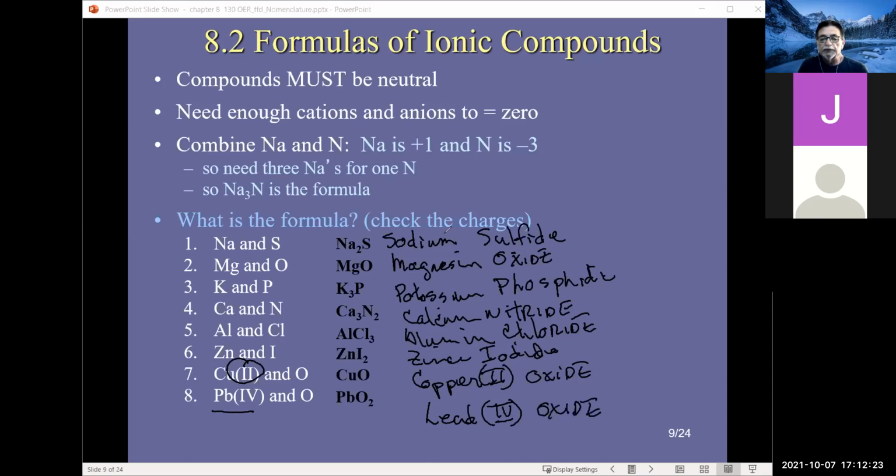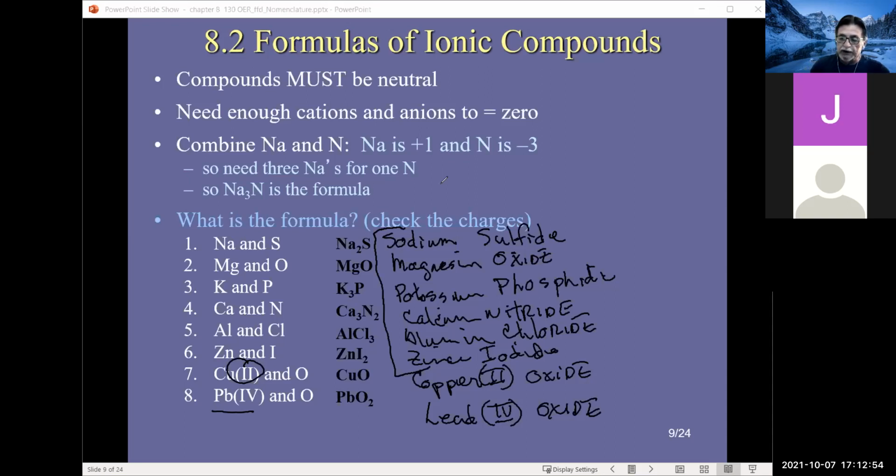Okay. Notice for the other metals, we did not use the Roman numerals. Why? Because those metals belong to the sweet 16 category. Those are constant, exact oxidation states, and therefore do not require a Roman numeral because they only have one oxidation state. That's it. Everybody else can have multiple oxidation states. All right.